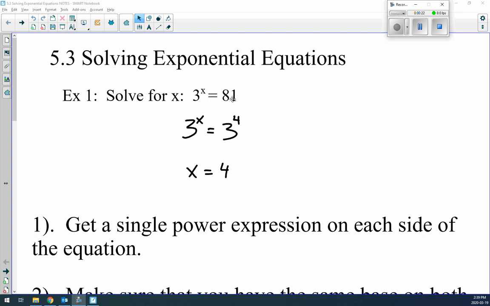Well, yeah, we can change 81, right? You know your exponential law, so 3 times 3 times 3 times 3 will give you 81. So we can write it as 3 to the 4. Well, now that's interesting. If we have the same base now, we can just take the exponents, x and 4, and just make them equal to each other, so x equals 4.